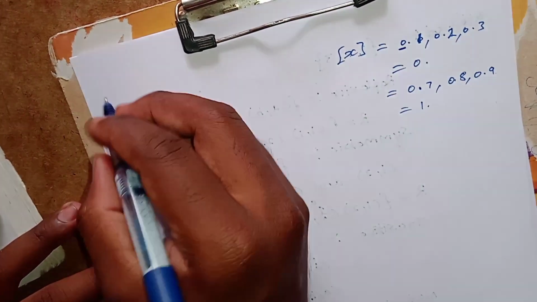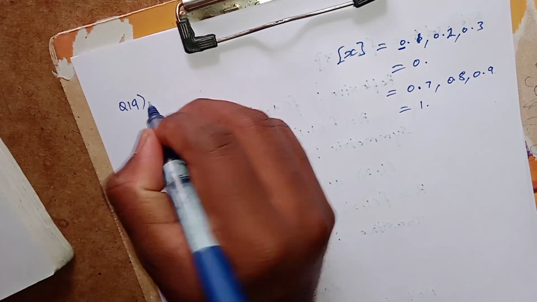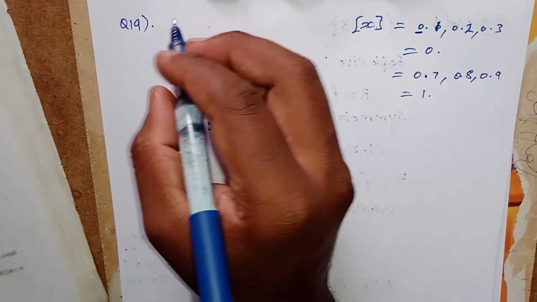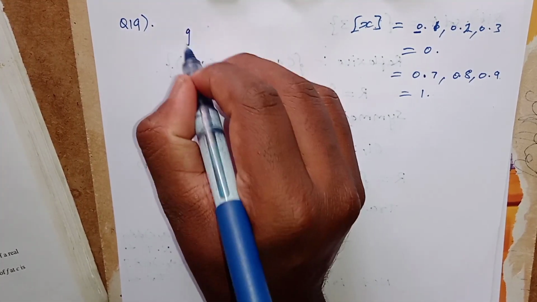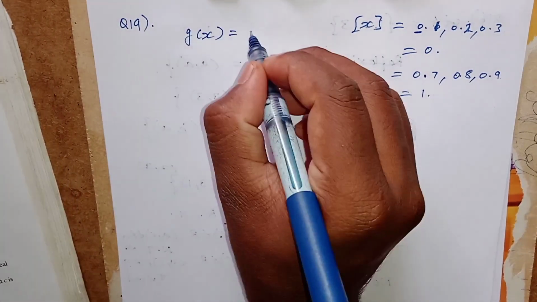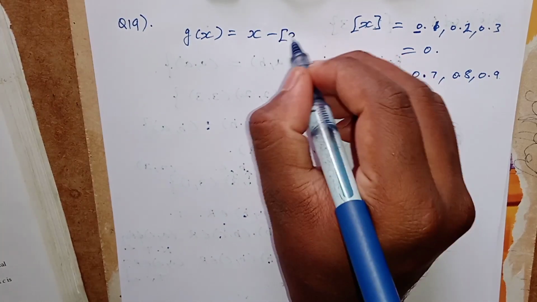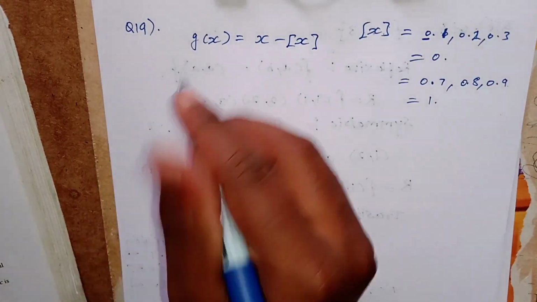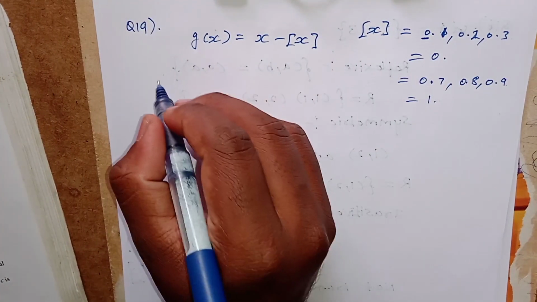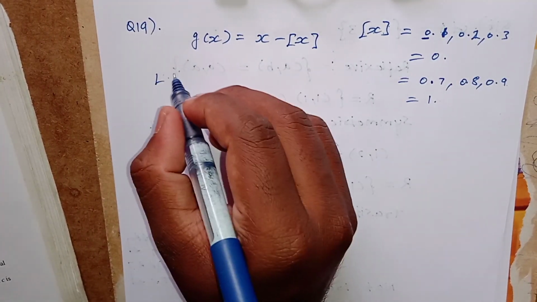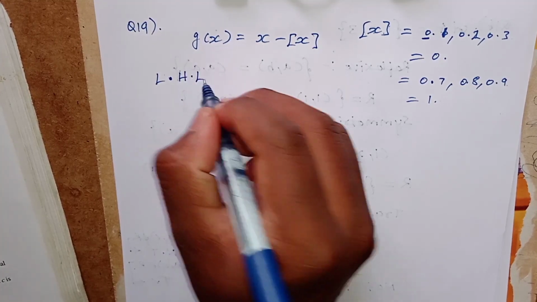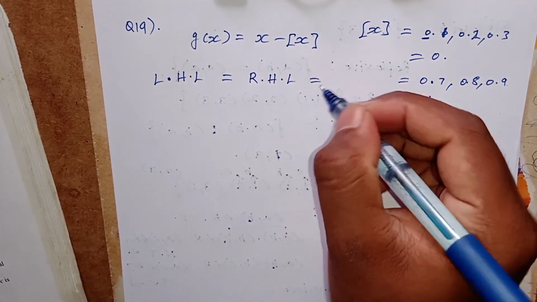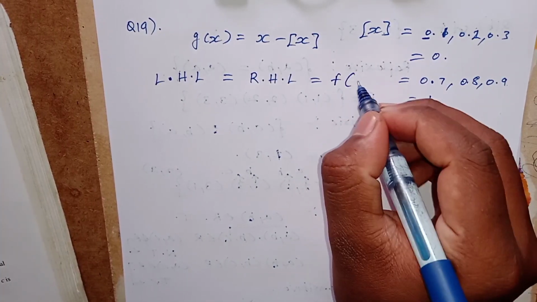Therefore, my given function is question number 19. This is a very important question. g of x is equal to x minus the greatest integer function. Here you have to satisfy that the left hand limit, the right hand limit are equal to f of a.